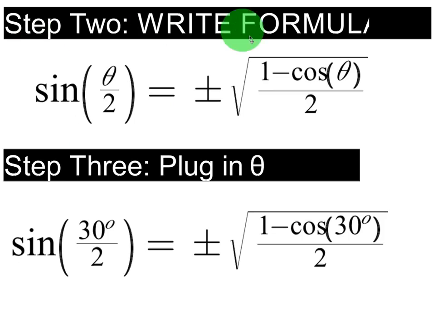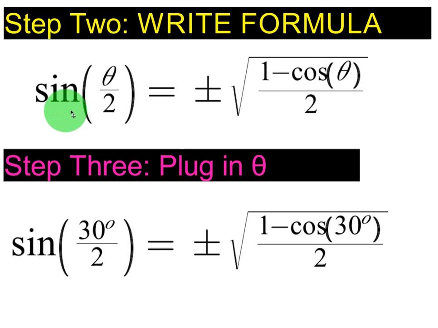Step 2 is going to be to write out the formula. Let's use some different colors here. I like to do that, so let's do yellow and pink. Here's our formula. Sine of theta over 2 is equal to plus or minus the square root of 1 minus cosine theta over 2.